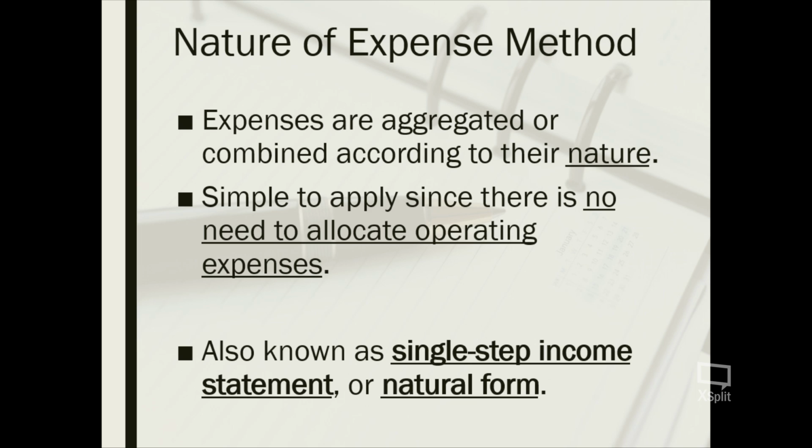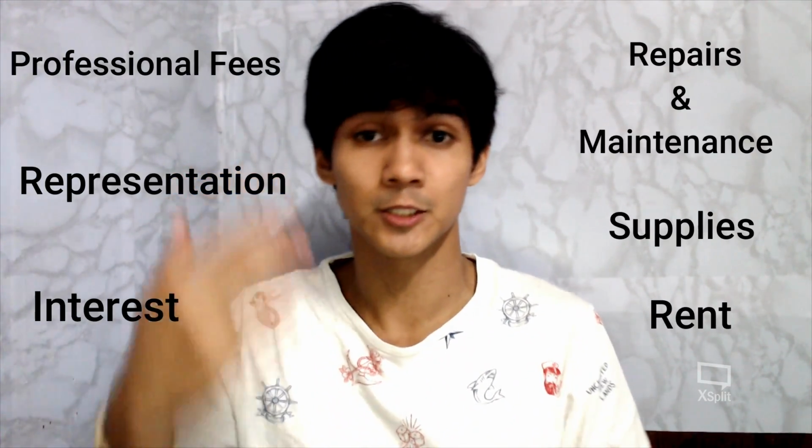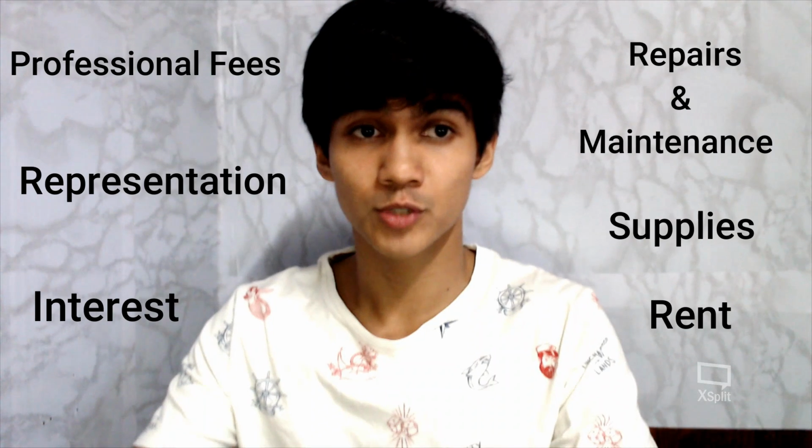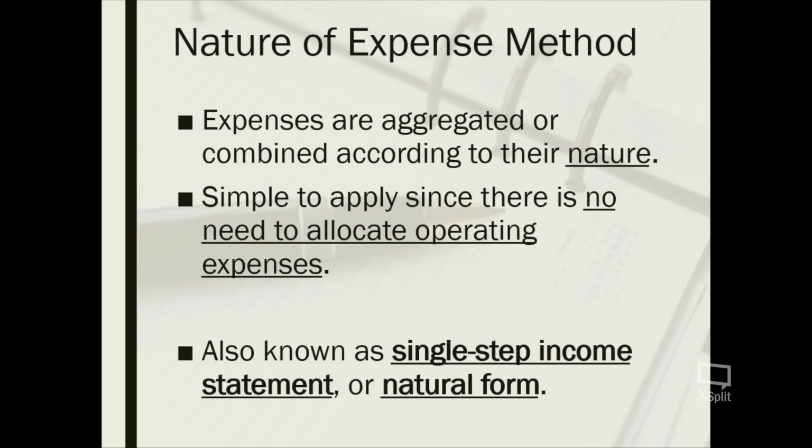The definition of this one, let's read it: expenses are aggregated or combined according to their nature. What do we mean when we say nature of expenses? It means the expenses you are already familiar with, guys. Examples are depreciation expense, salaries expense, utilities expense, bad debts expense. The expenses we record in journalizing, those are what we call nature of expenses.